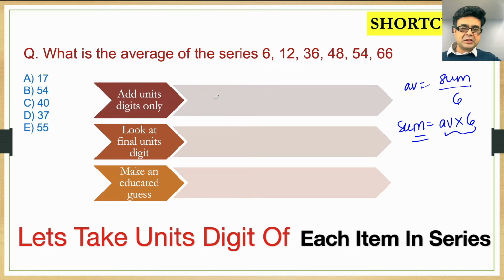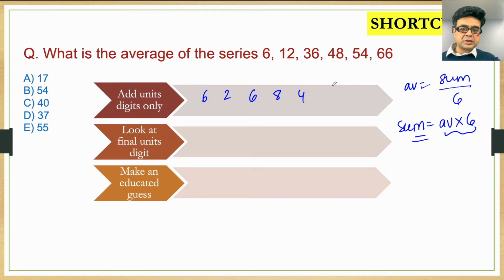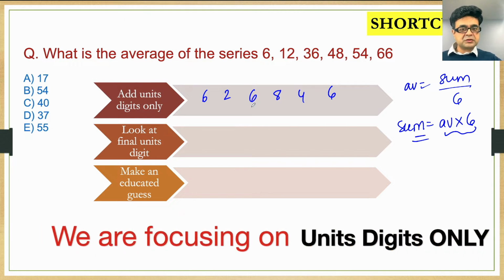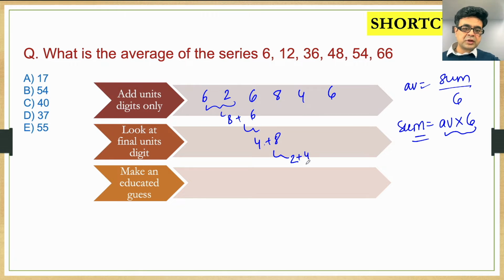So let's take the units digits only, 6, 2, 6, 8, 4, 6, and let's add them up. So 6 plus 2 is 8, 8 plus 6 is 14, where the units digit is 4. So I'm going to just write them down. 4 plus 8 is 12, right? So the units digit is 2. 2 plus 4 is 6. Units digit is 6. 6 plus 6 is 12, so units digit is 2 again. So my sum would have a final units digit of 2.